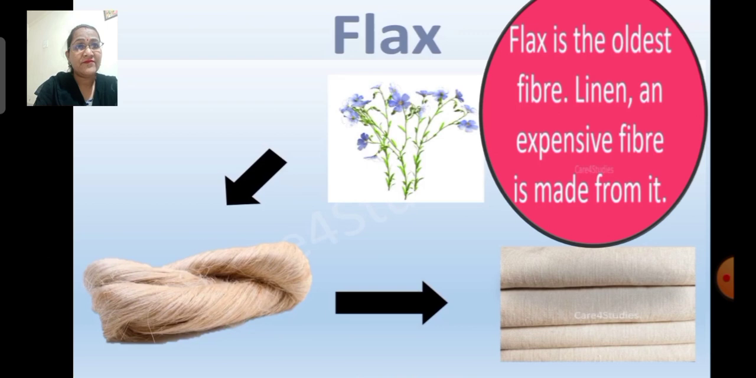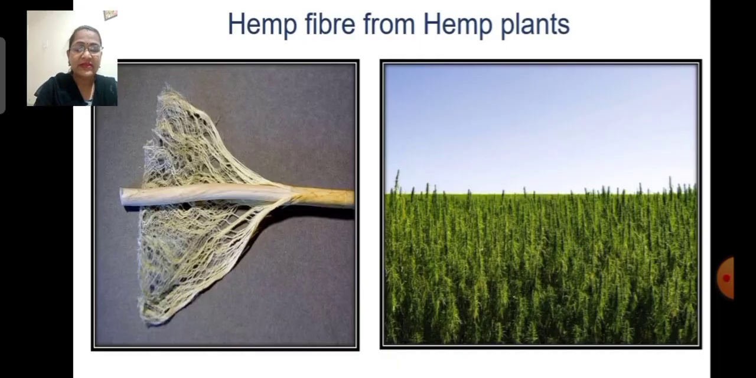Next is the flax fiber. Children, the flax fiber is also known as hemp fiber. You can see in the picture the hemp fibers or flax fibers. Flax is the oldest fiber. Linen, which is made from the flax fiber, is an expensive fiber. Flax fiber we get from the flax plant, or we can say the hemp plant, just like how we get cotton from cotton plants. Hemp fiber is obtained from hemp plants.